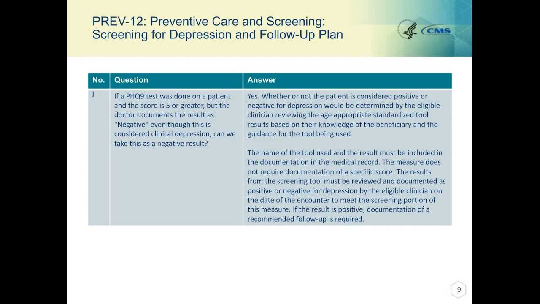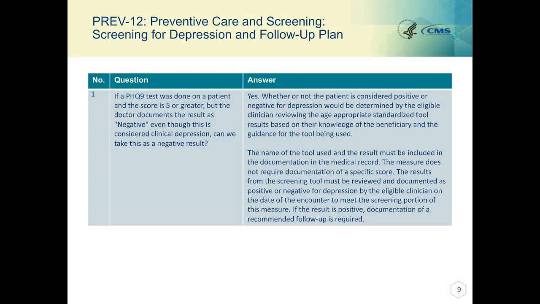Question 1 is, if a PHQ-9 test was done on the patient and the score is 5 or greater, but the doctor documents the result as negative, even though this is considered clinical depression, can we take this as a negative result? The answer is yes.